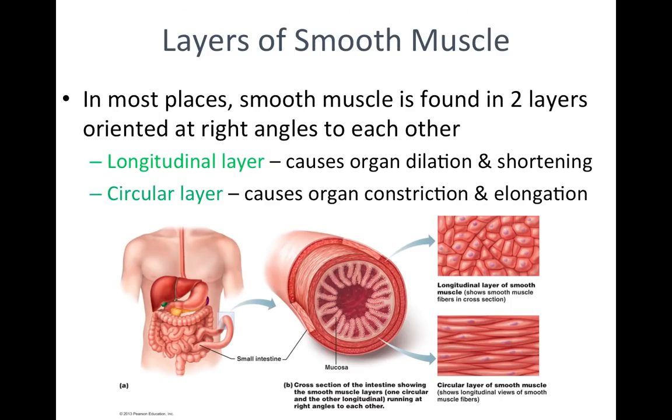Usually you can find two layers of smooth muscle, especially in the tubing in the digestive tract, for example. And so you'll have a longitudinal layer that causes dilation and shortening of the organ. So you can see that on the outer layer right here. There's a longitudinal layer that runs down the length of the tube. And you'll also see a circular layer a lot of times that will cause organ constriction and elongation. And so you can see this inner layer right here is a circular layer. You won't necessarily always see two layers, and the stomach, for example, has three layers. But generally, you can oftentimes see two different layers of smooth muscle.